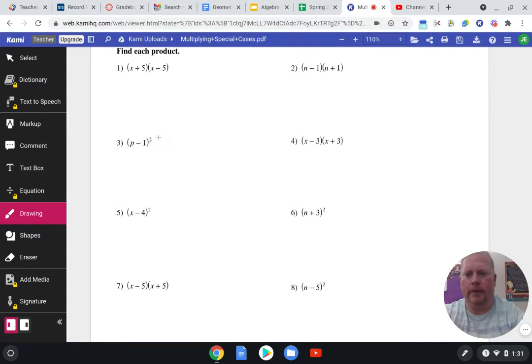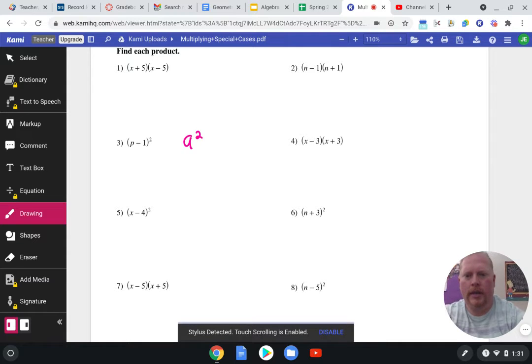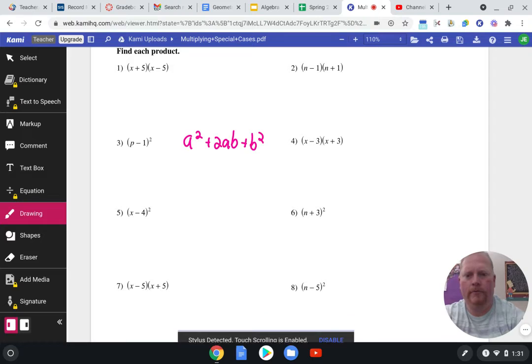So the formula tells me a squared plus 2ab plus b squared. So that means I will put p squared plus 2 times p times negative 1.